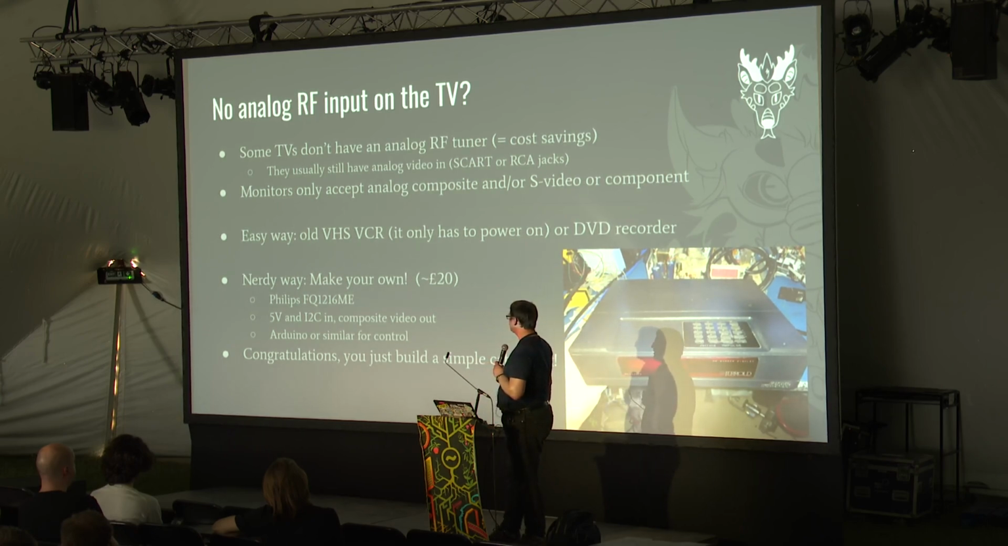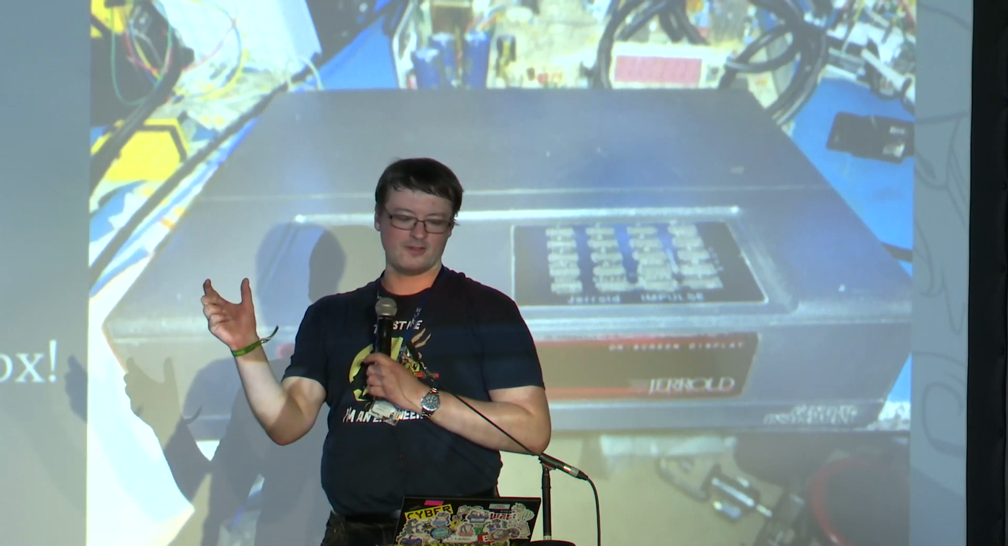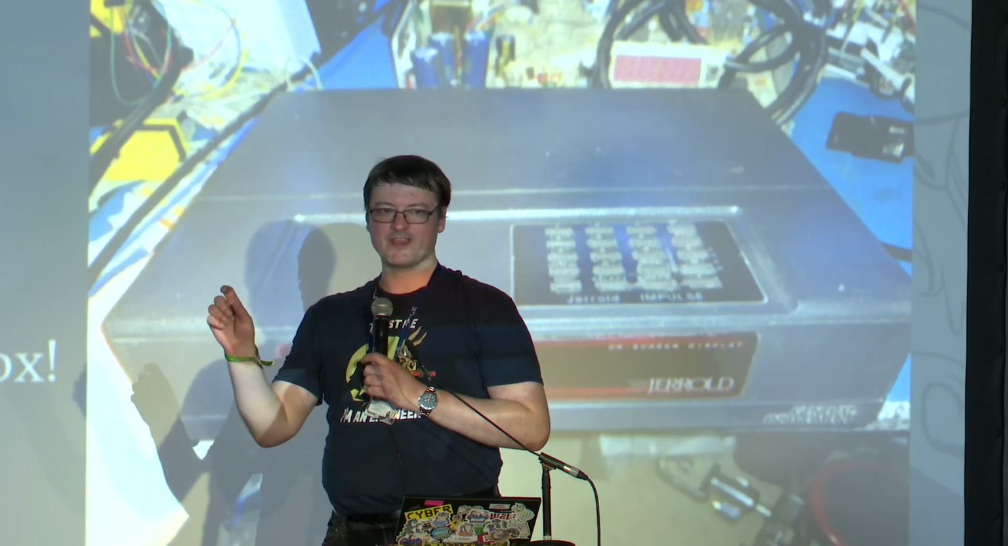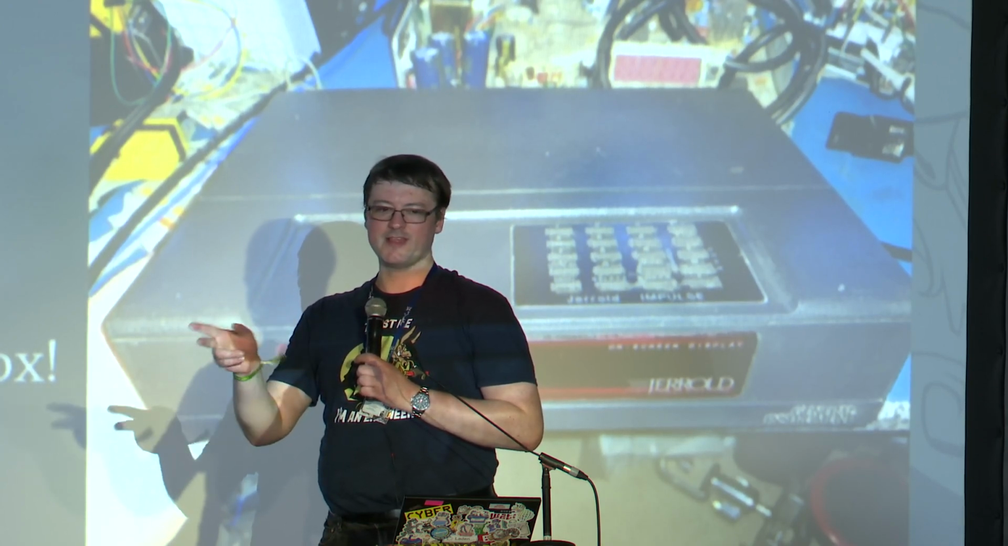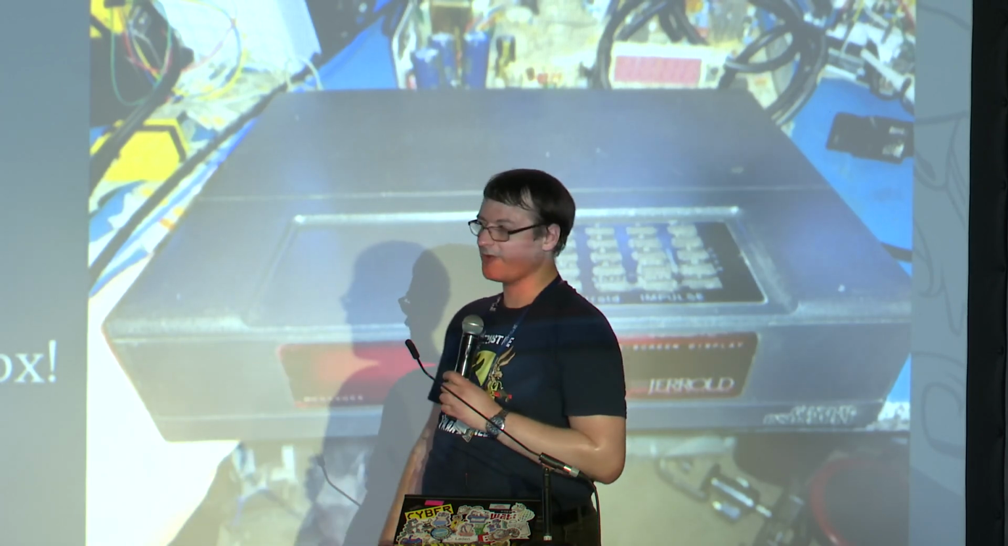The nerdy way is to make your own. You can just buy this little tin can that takes 5 volts in, and the RF signal goes in, I2C to tell it which frequency to tune, out comes video. So you can build your own cable box.